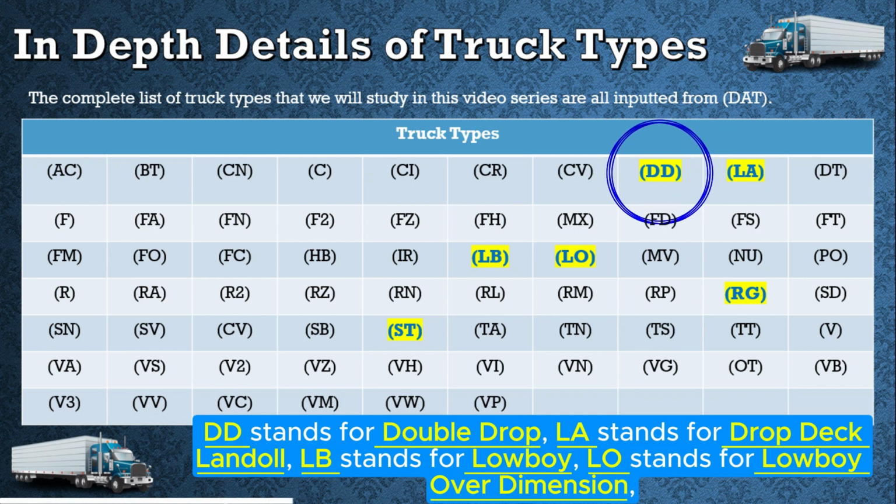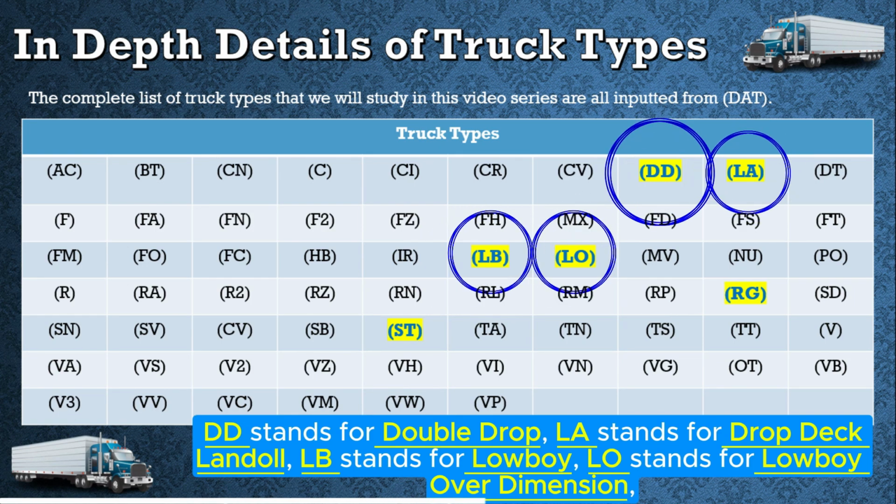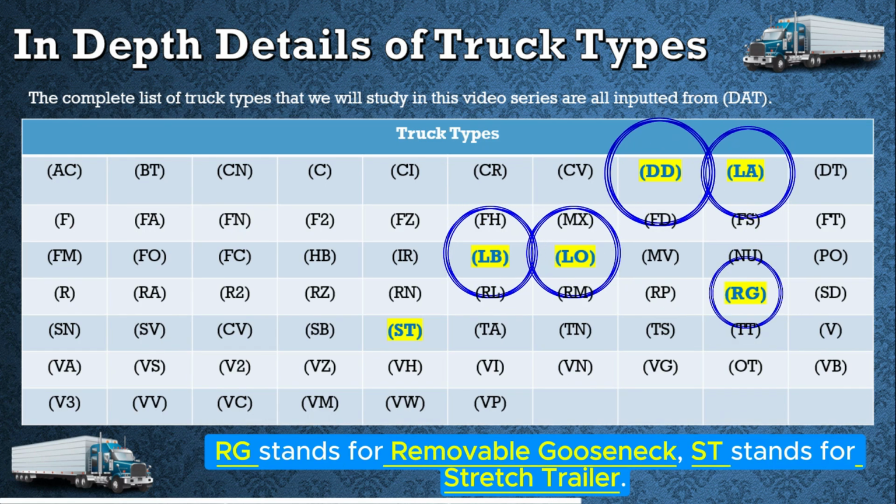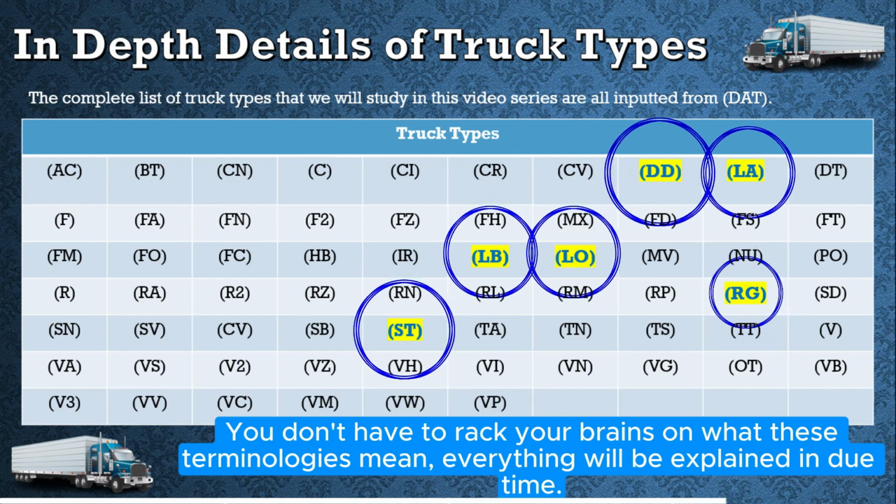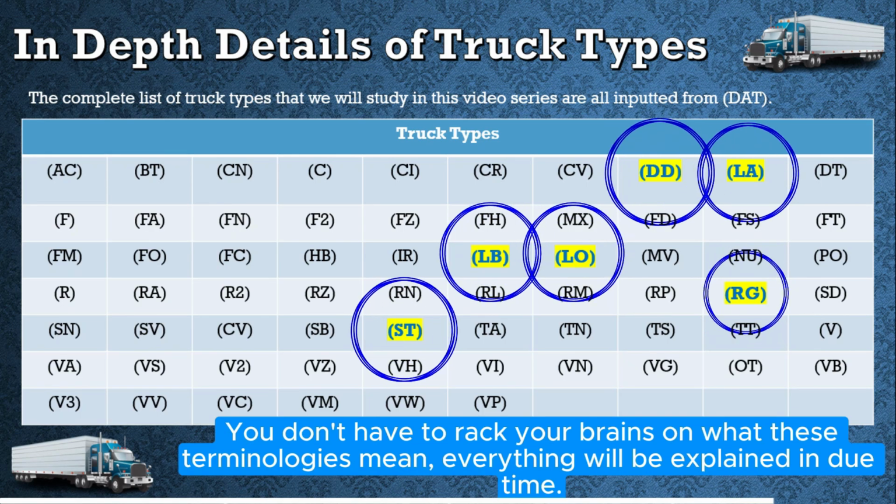DD stands for double drop, LA stands for drop deck landau, LB stands for lowboy, LO stands for lowboy over dimension, RG stands for removable gooseneck, ST stands for stretch trailer. You don't have to rack your brains on what these terminologies mean. Everything will be explained in due time.